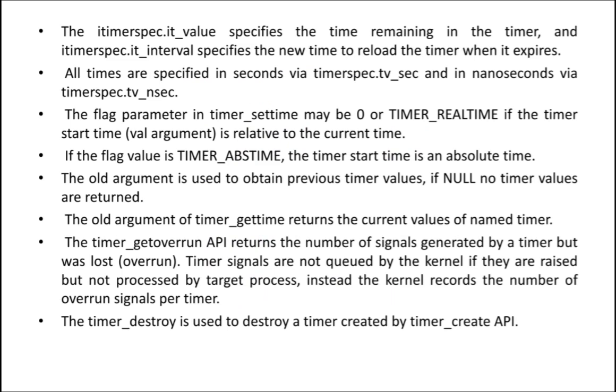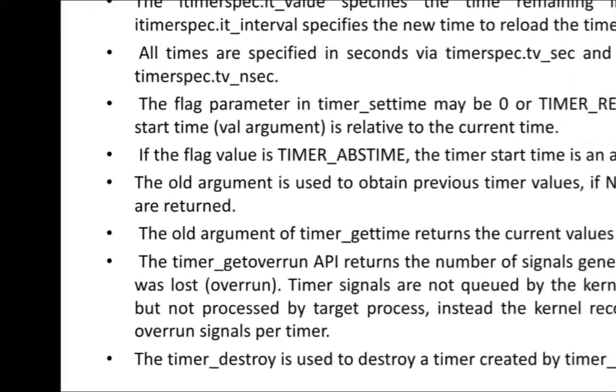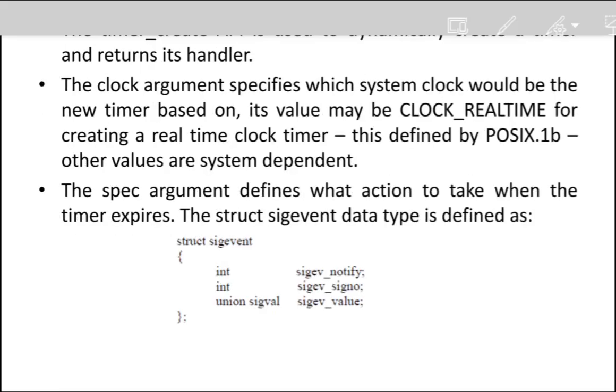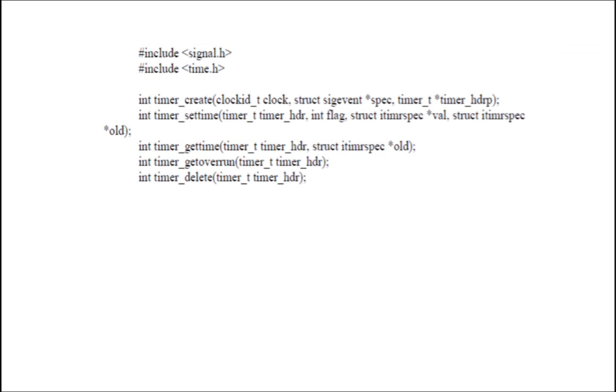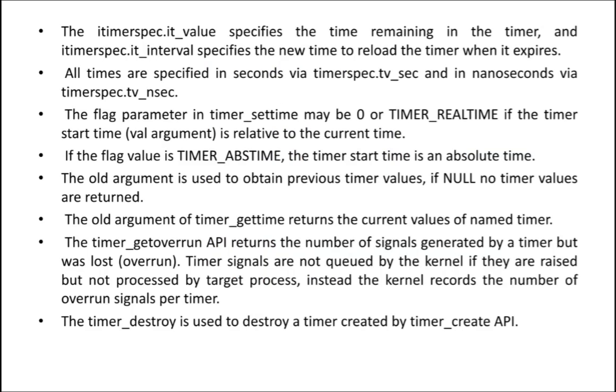And the flag parameter in timer_settime. Why do you use that flag? The flag parameter in timer_settime may be 0 or TIMER_ABSTIME. If the timer start time is relative to the current time, the flag parameter value may be 0, or else it is a timer real time.